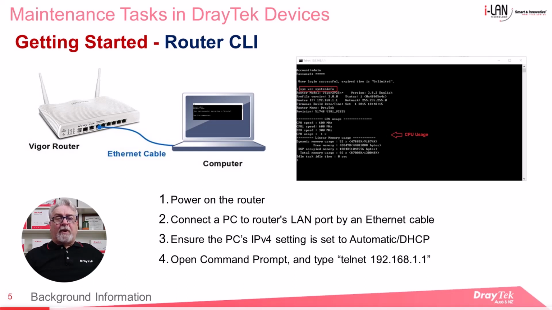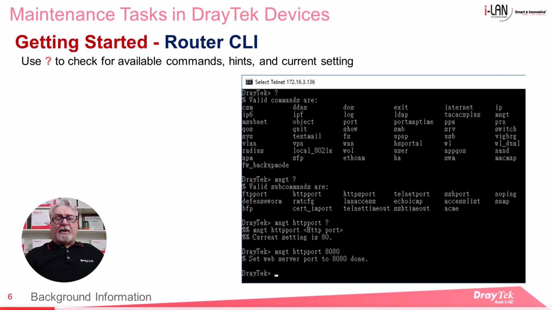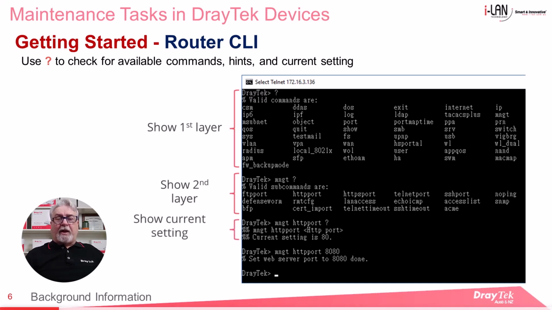Then, from the command prompt, run the command telnet 192.168.1.1 or whatever the router LAN IP address is. Once connected, log in with the admin username and password, which is admin and admin if the router is at factory default settings. When you're in the router CLI, you can enter a question mark to see the available commands. You can then go up a layer by entering one of those commands followed by a question mark. That will display the valid subcommands for that command. Next, entering the full command, that is a command with a subcommand followed by a question mark, will display the current setting. To change a setting, you just need to enter the command with a parameter after it.